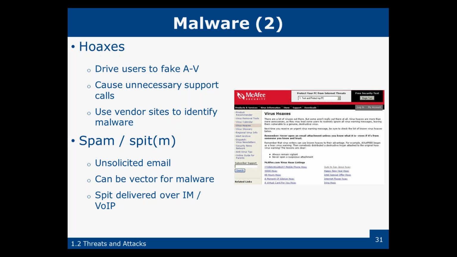And then we have malware, spam or spit. Spit is delivered in the telephone or internet messenger, spam over voice over IP. Unsolicited email can be a vector for malware. We may get malware in it. It may just be an annoyance. But in any case, in the business, it costs because users, instead of doing their job, are deleting emails that they didn't ask for about products that they don't want. So when we do those things, spam is an issue.